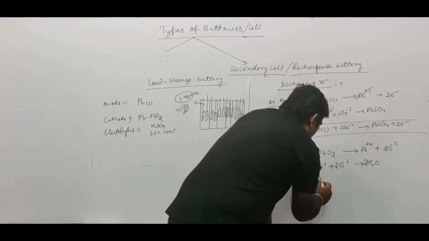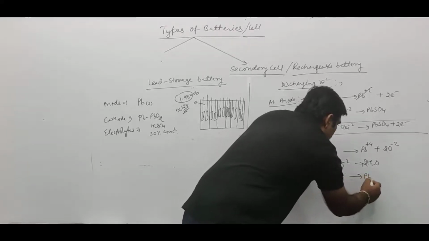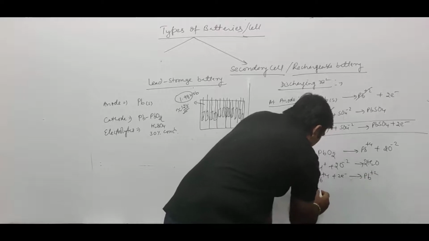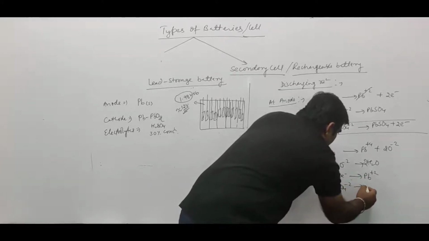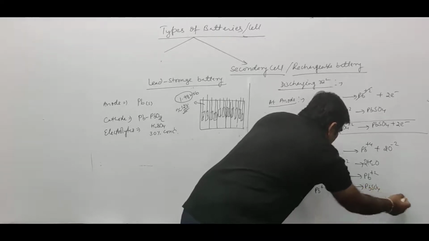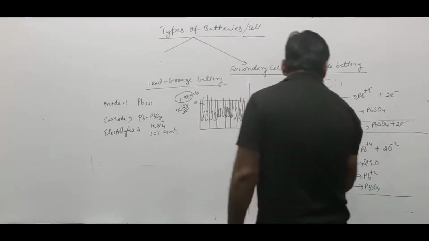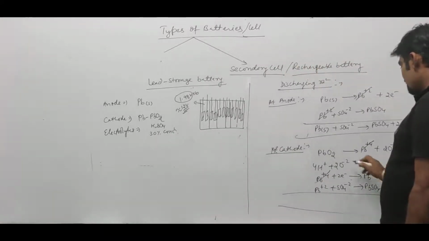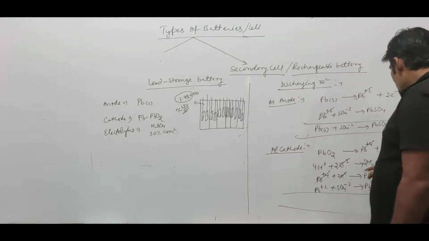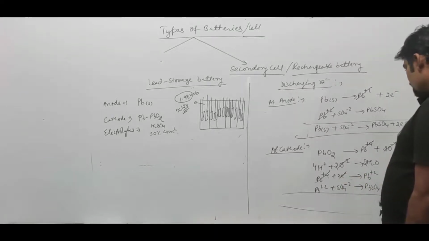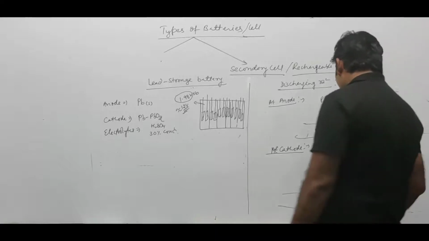We have Pb4+ plus 2 electrons becoming Pb2+. Then Pb2+ will accept SO4 2- becoming PbSO4. So in the net reaction, see, Pb4+ is cancelled, this and this will be cancelled. Then electron and electron will be cancelled. Sorry, electrons will not be cancelled. Pb2+ and Pb2+ will be cancelled.